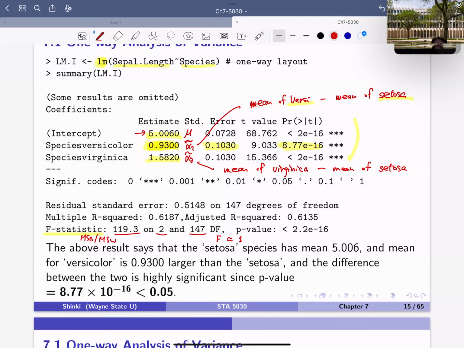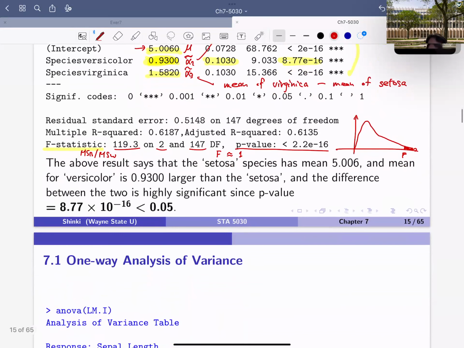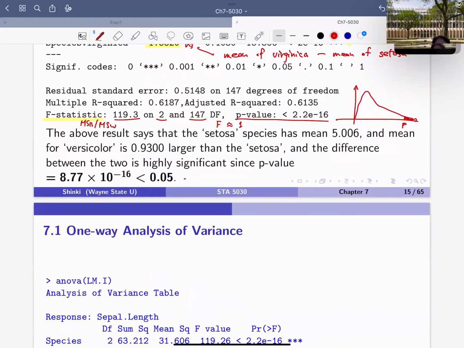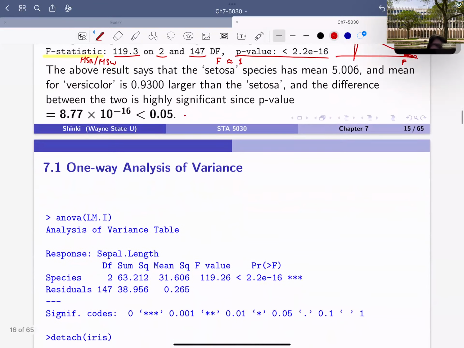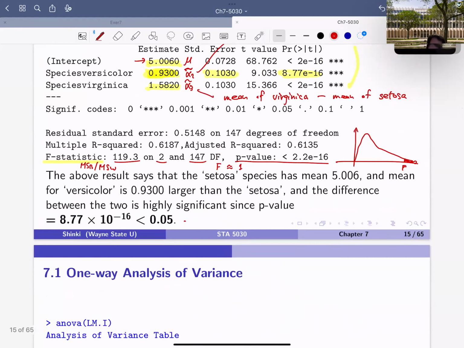So 119 is an extremely large number, so the p-value is very small. If an extremely large F is observed, the F distribution is like this, so the probability of a more extreme F is very small. So the p-value is very small. It's less than 10 to the power negative 15, certainly less than 0.05. And yeah, so this is one way to test.